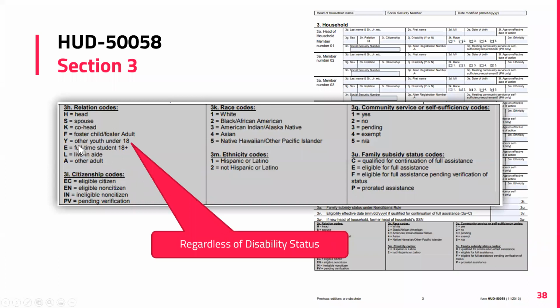One thing I do want to note is all the youth under 18 with the relationship code of Y, that is regardless of the disability status. So if you have a 15-year-old child who is verified to be disabled, you're still going to use the code Y rather than a different code for that person.